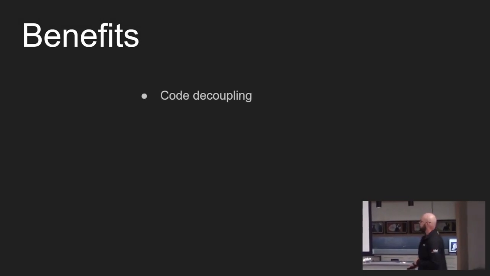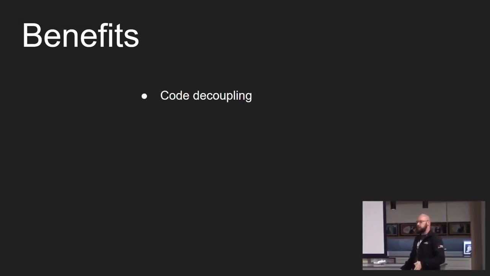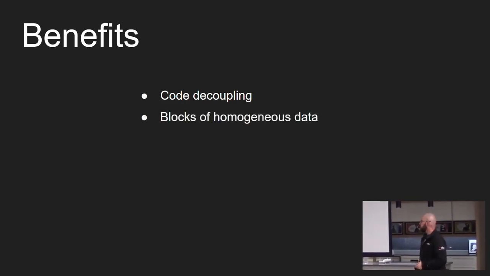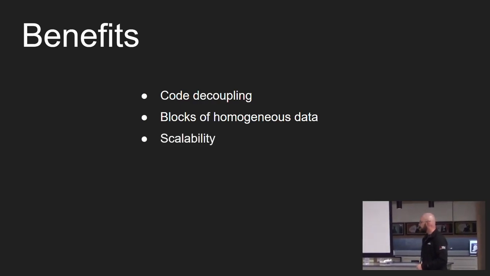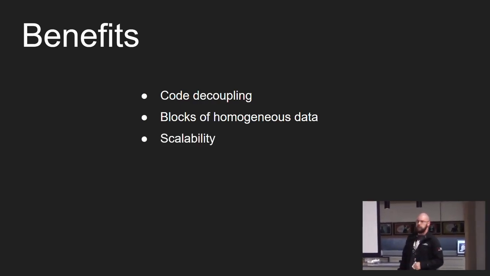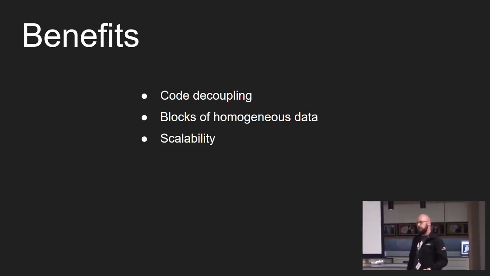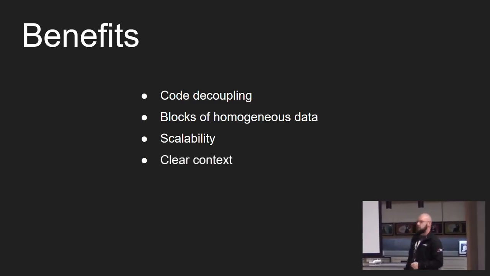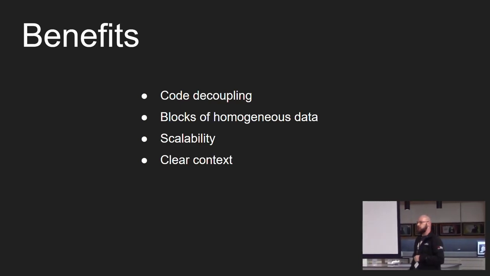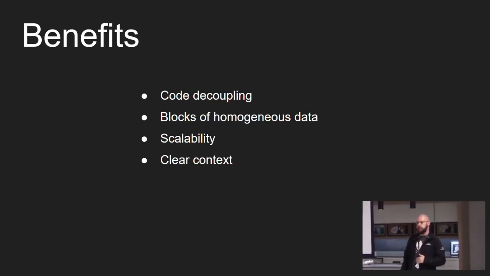So the benefits of ECS is code decoupling through the way that its systems are structured. Obviously the blocks of homogeneous data. ECS is also scalable. You can easily extend, refactor, and debug your code. There's clear context within your systems, as you know what data to expect and what entities you'll be processing with that system.